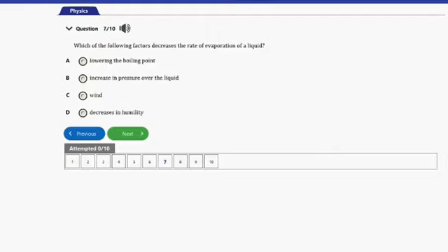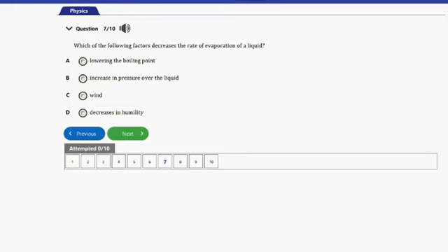It says, which of the following factors decreases the rate of evaporation of liquid? You have A. Lowering the boiling point. B. Increase in pressure over the liquid. C. Wind. D. Decrease in humidity. The answer to this question is option B. Increase in pressure over the liquid. So when pressure is increased over the liquid, it tends to decrease the rate of evaporation of the liquid. And that's it for this question.